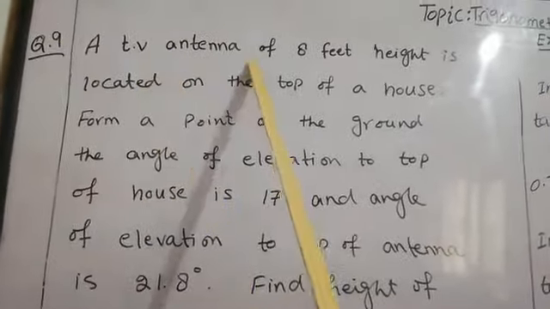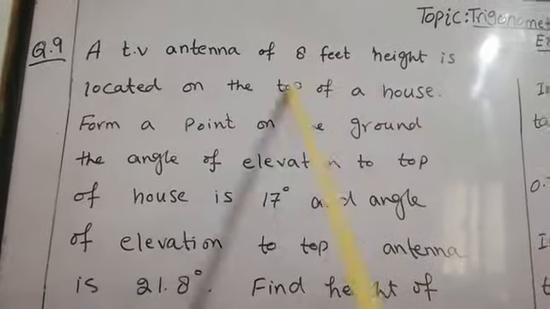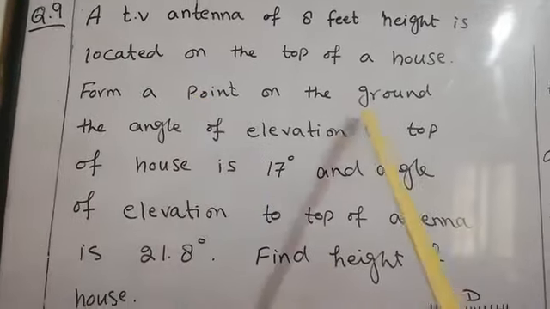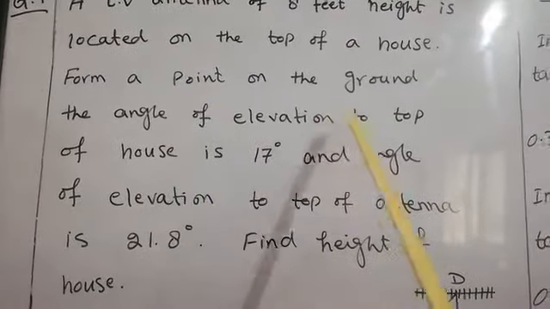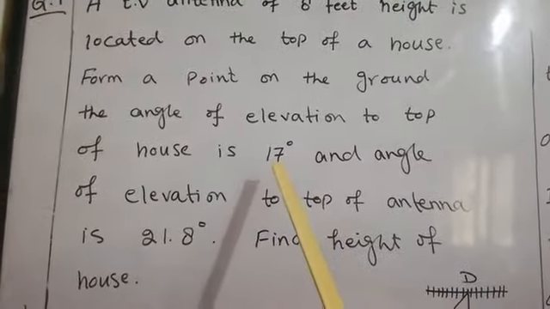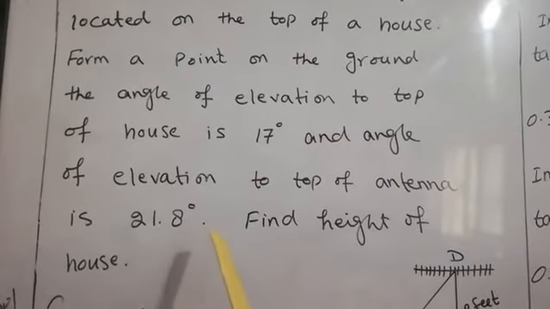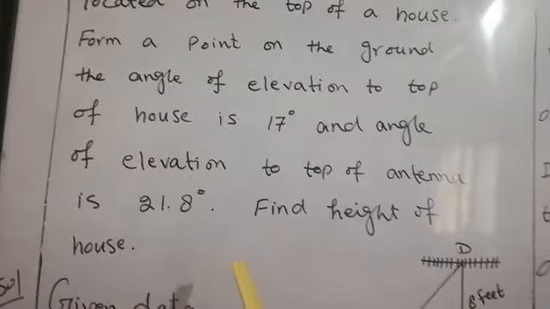Okay, dear students. Now question number 9. A TV antenna of 8 feet height is located on the top of the house. From a point on the ground, the angle of elevation to the top of the house is 17 degrees and the angle of elevation to the top of the antenna is 21.8 degrees. Find the height of the house.